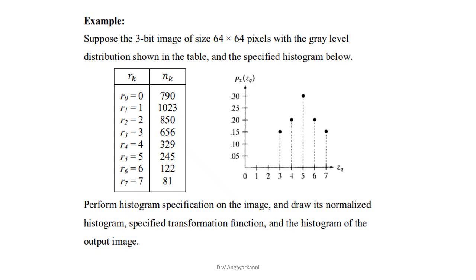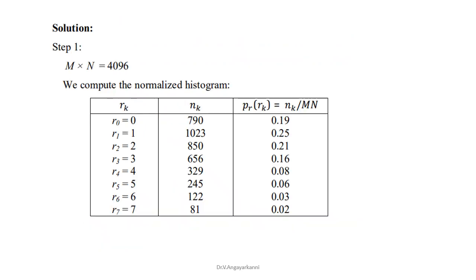We take an example, a 3-bit image of size 64 x 64 pixels with the gray level distribution shown in the table, and the specified histogram is also given. Now we have to perform histogram specification on the image and draw its normalized histogram, the specified transformation function, and the histogram of the output image. Step 1. First we have to calculate the size of the image. It is m into n, 4096.